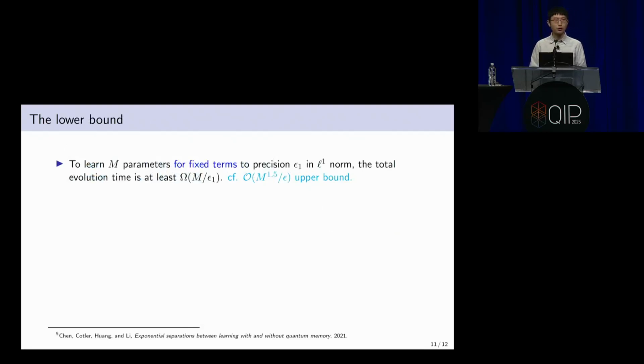We also have a lower bound result in this setting. To learn m parameters for fixed terms to precision epsilon_1 in L1 norm, the total evolution time is at least m over epsilon_1. We can compare with our upper bound result, which is m to the 1.5 over epsilon_1. So you can see there is a gap of square root of m, which is not entirely satisfactory. This is because in this lower bound, we're considering fixed terms, so the difficulty of locating which terms are present is not reflected in this lower bound result.